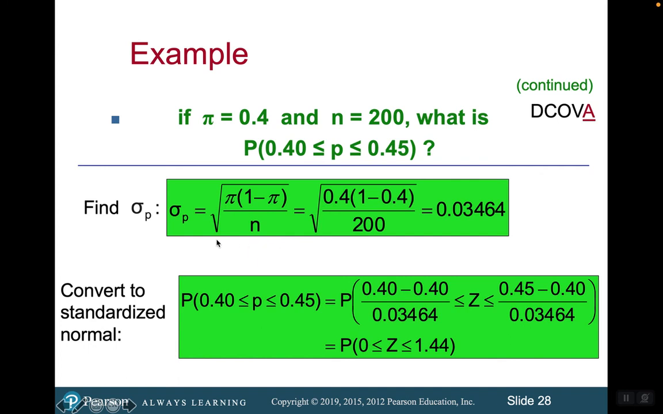So we have our calculations here, which we then convert into z. The approach is going to be: given our proportion and our sample size, we find our standard deviation, then use the standard deviation to generate the z-value. All right, and then we can use the z-value to determine the probability of p being greater than 0 and less than 1.44.